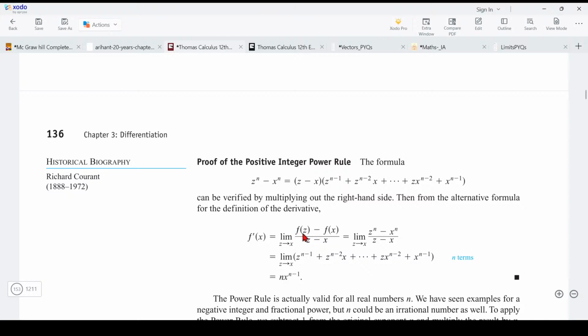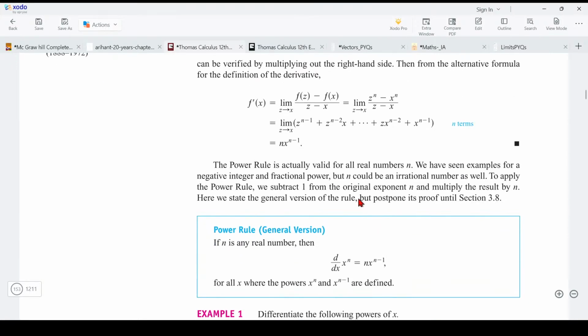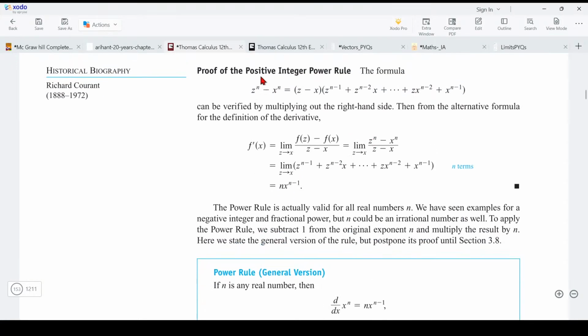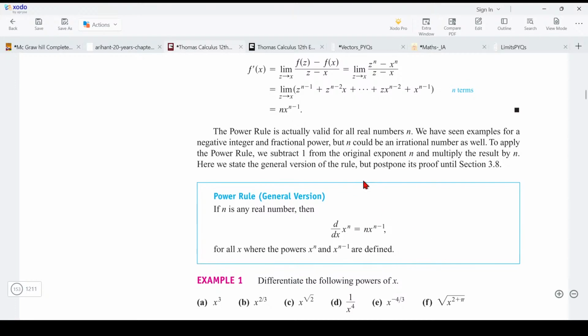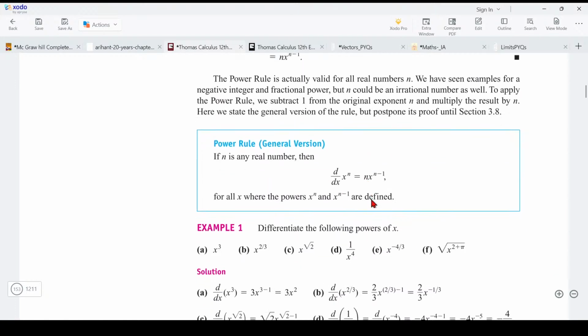What is the original definition of derivative? The slope: f of x plus h minus f of x by h. This is nothing but the slope of f. Z is some number which is away from x, so that is f of x plus h minus f of x by, again, the difference y2 minus y1 by x2 minus x1, which is what we have done. Later you will see why this is valid for non-integers also. For now, just believe that this is valid for all powers.